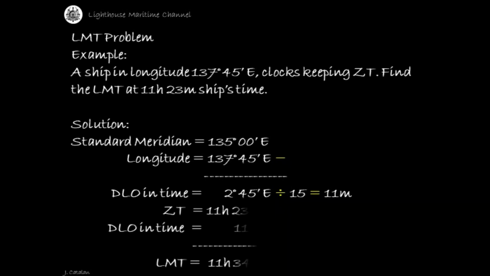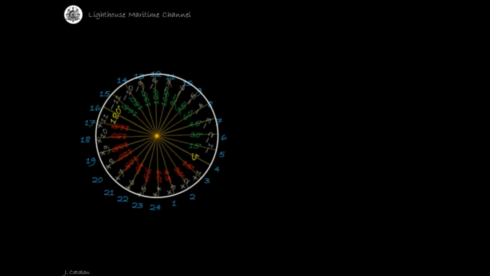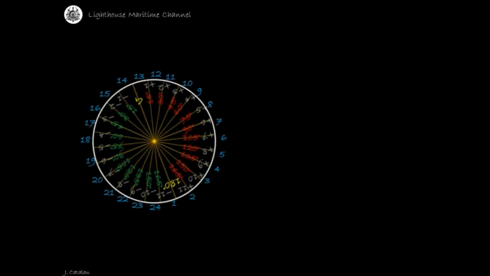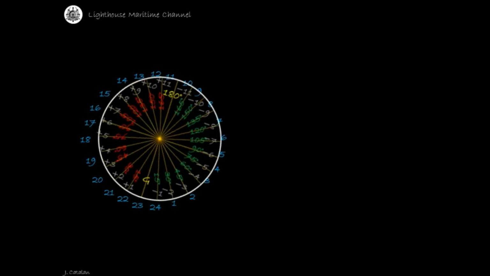ZT is equal to 11 hours 23 minutes. Added by the DLO in time, which is equal to 11 minutes. The result is the LMT, which is equal to 11 hours 34 minutes. Using the time wheel to visualize the problem and for plotting purposes.